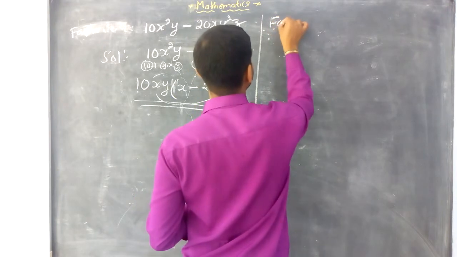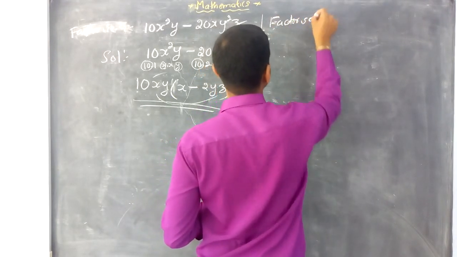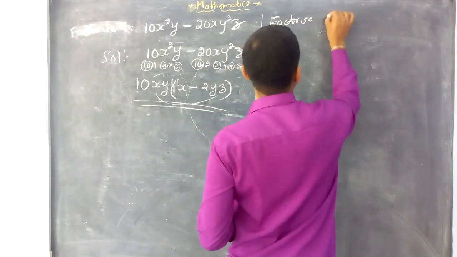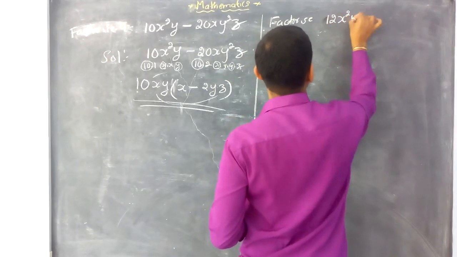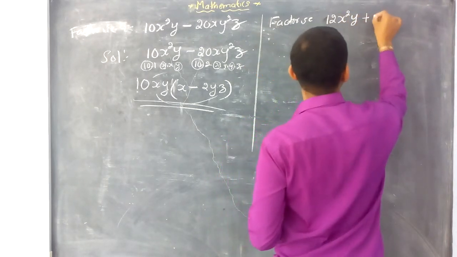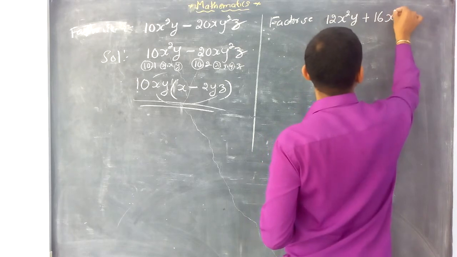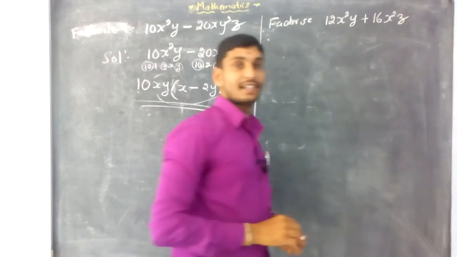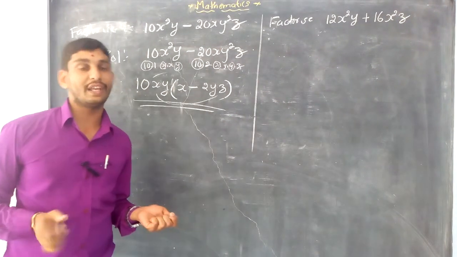Next question is like this: factorize 12x square y plus 16x square z. Yes, how to factorize? First of all, go for the first method.